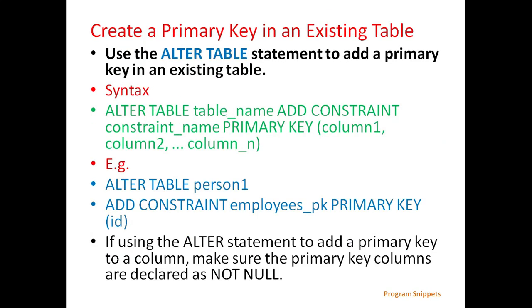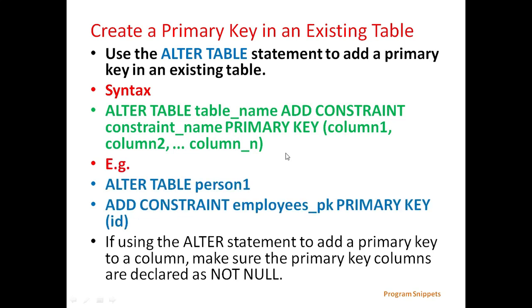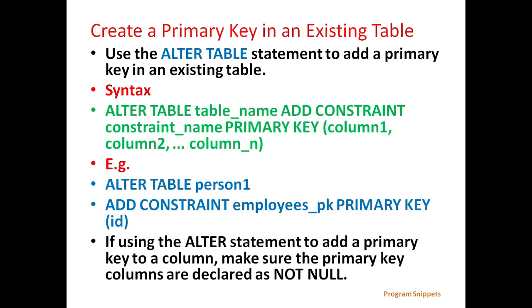We can use the alter statement to add a primary key in an existing table. General syntax is alter table, table name, then add constraint with constraint name, primary key, and the columns. For example, alter table person1, add constraint, constraint name as employees pk, primary key, and id. If we are using the alter statement to add a primary key to a column, make sure that the primary key columns are declared as not null. Otherwise, it will generate an error.